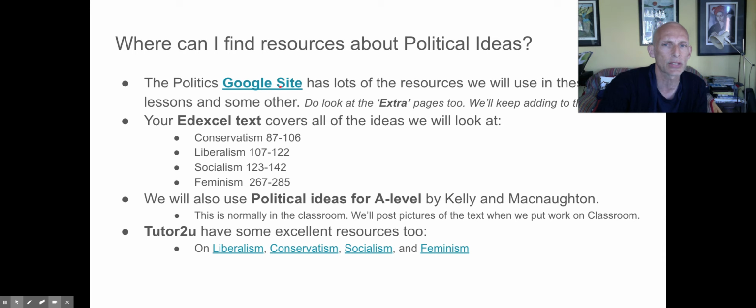There's lots of information on the Google site, and I'll show you that in a moment. The big Edexcel textbook you've got covers them quite well. Here are the page numbers. I'll certainly use Kelly and McNaughton quite a lot for liberalism. The books are normally in the library and my classroom, but I'll send you pictures when I want you to do some work from those particular bits of text. But do look at these as well. Tutor2U have some really good resources to help you build up your notes and make sure you've got some decent definitions. Okay, so those are the things you need to know about studying political ideas, a new topic for us, and it should make life a little bit easier for you.